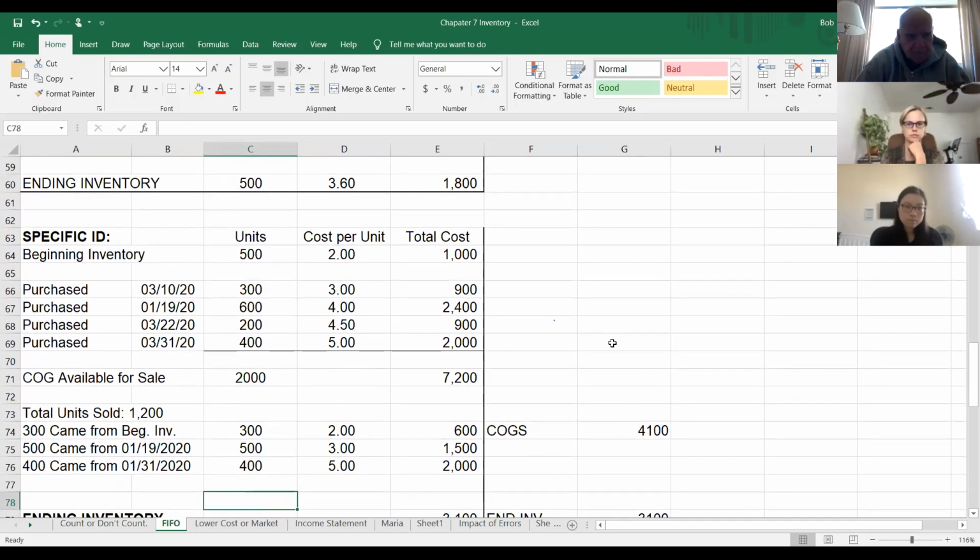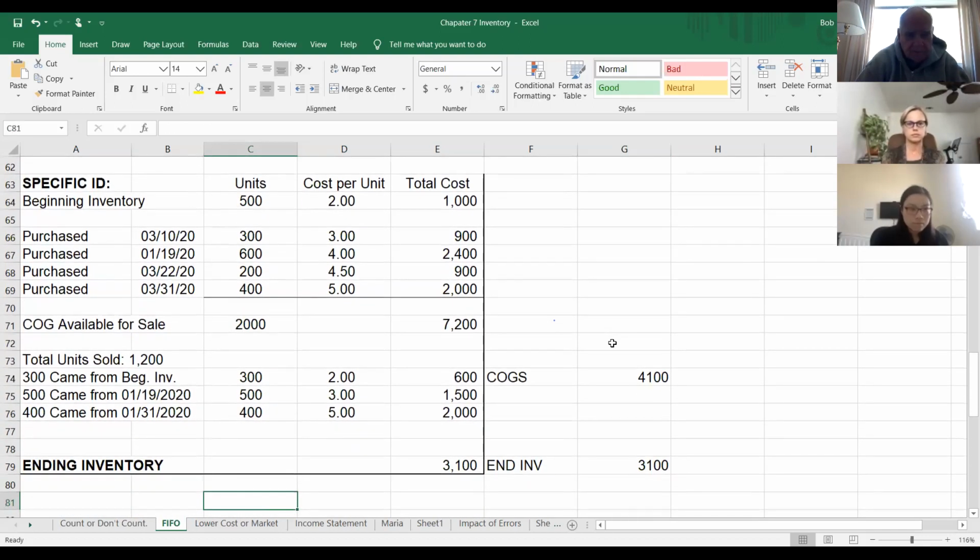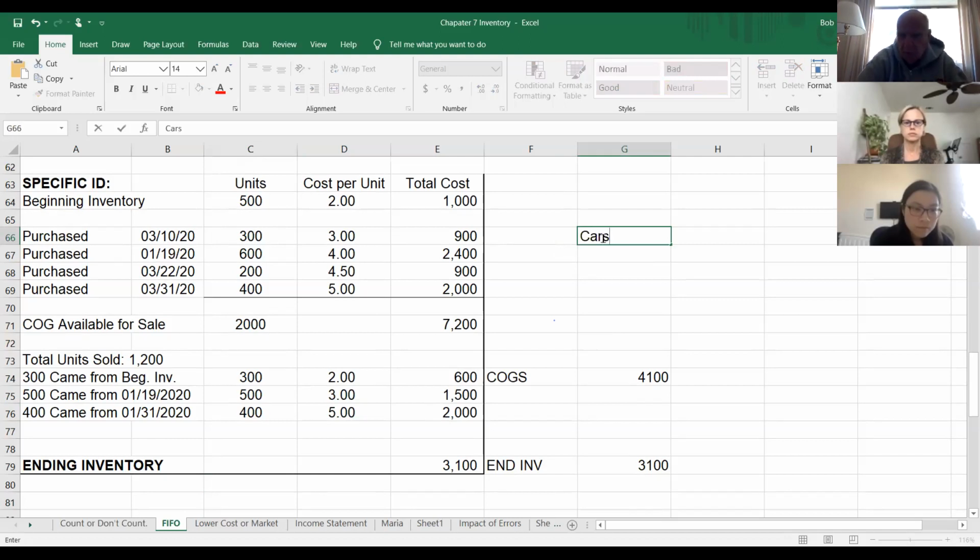Now, specific ID. They are giving you the exact items they sold. I bet there's going to be a question on the test along the lines of which of the 4 accounting inventory costing methods absolutely reflects the physical movement of the goods. That would be the specific ID. This would be for a car dealer, right? Cars, big ticket items.